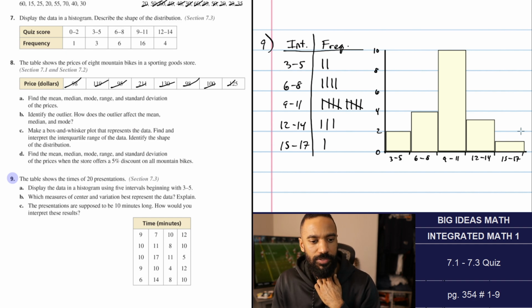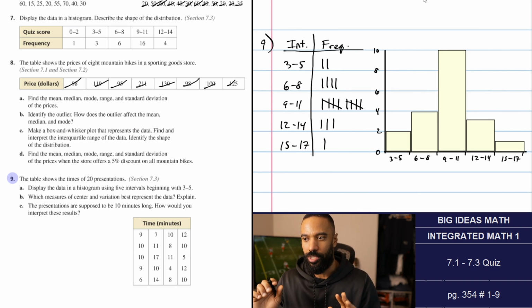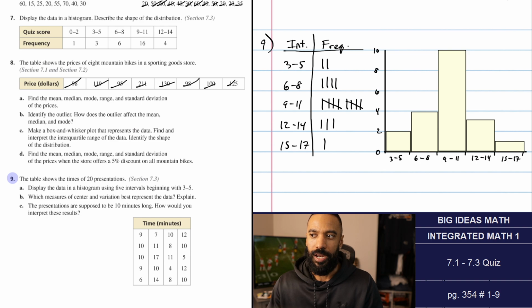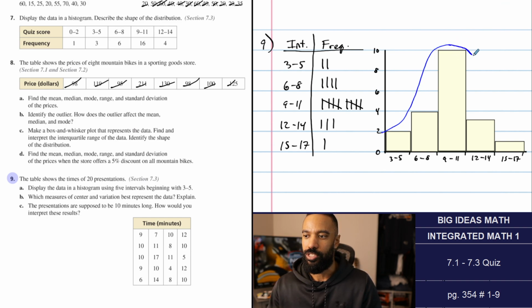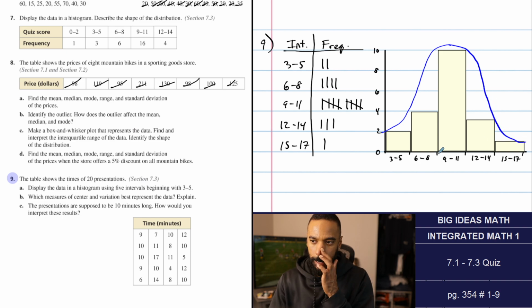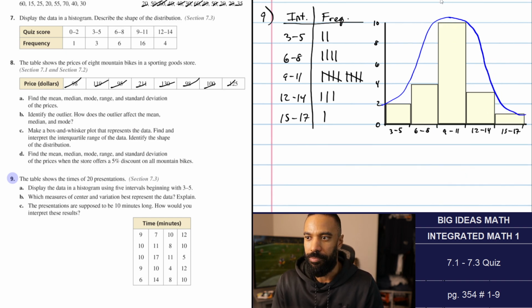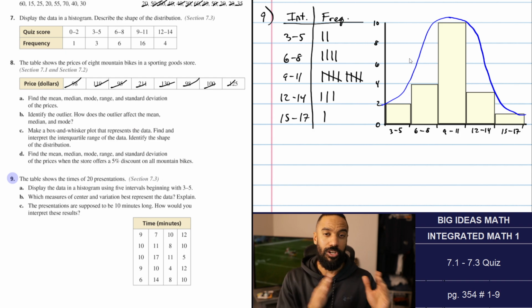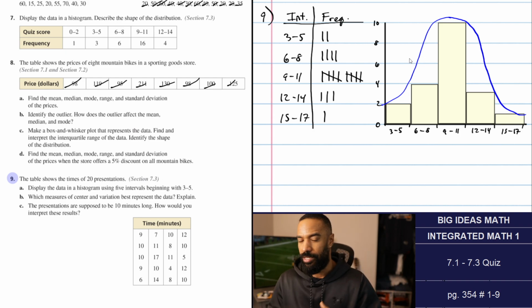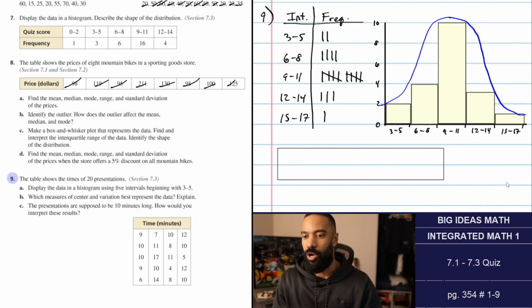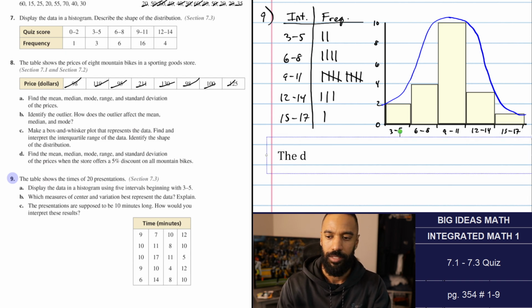Display that. Which measures of center and variation best represent the data? Explain. Now, this is based off whether this is symmetric or skewed. There's a little bit of right skew, but not enough to take this away from just being symmetric overall, right? This is a symmetric data set here. Because it's relatively symmetric, I'd want to use mean and standard deviation as opposed to median and 5-number summary. So the data appears symmetric.